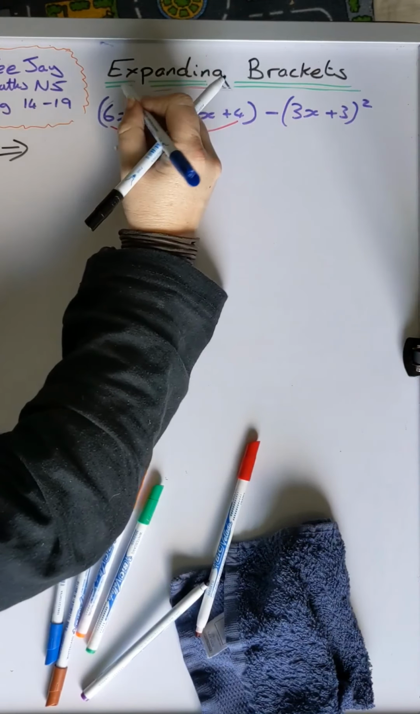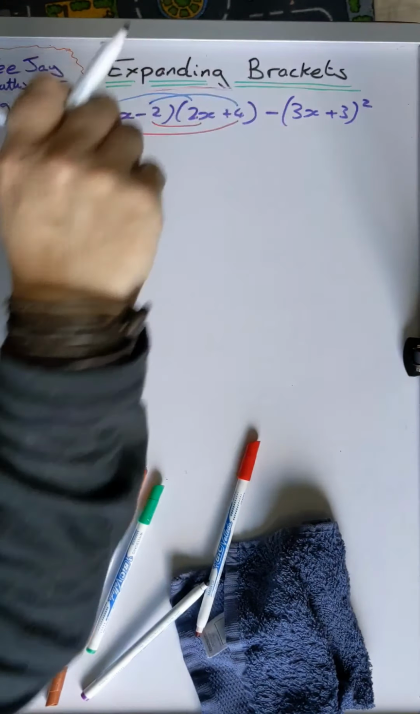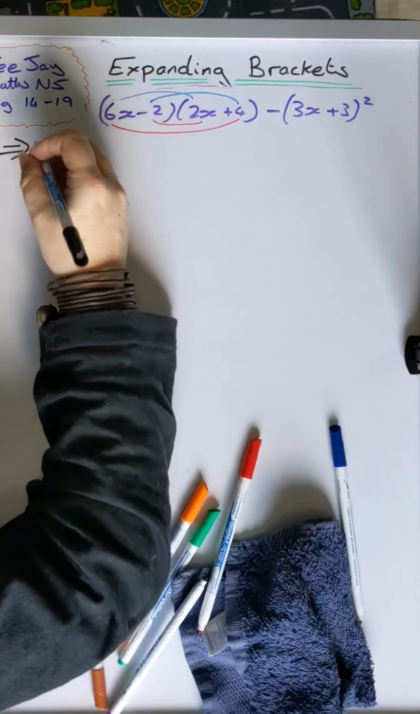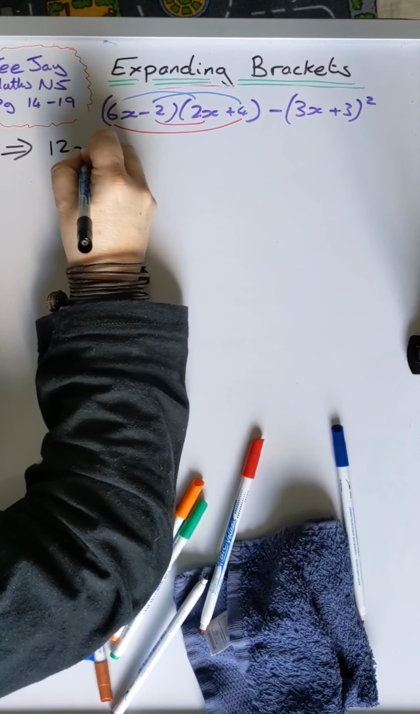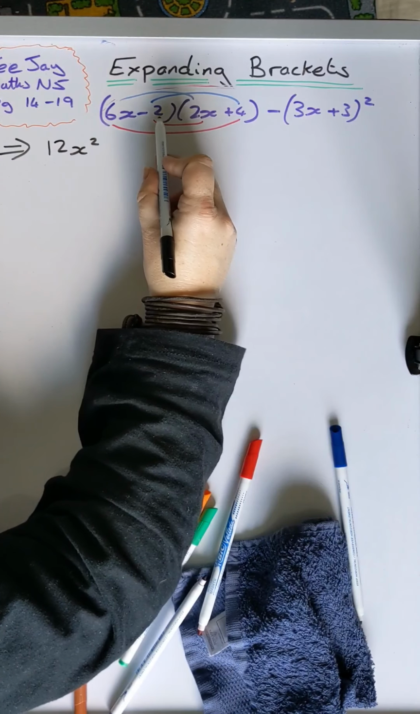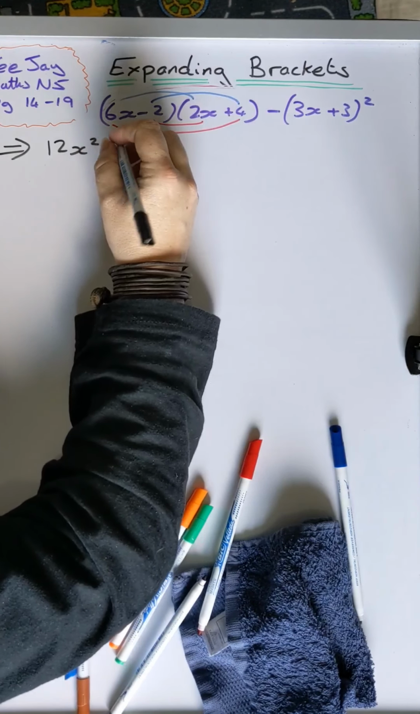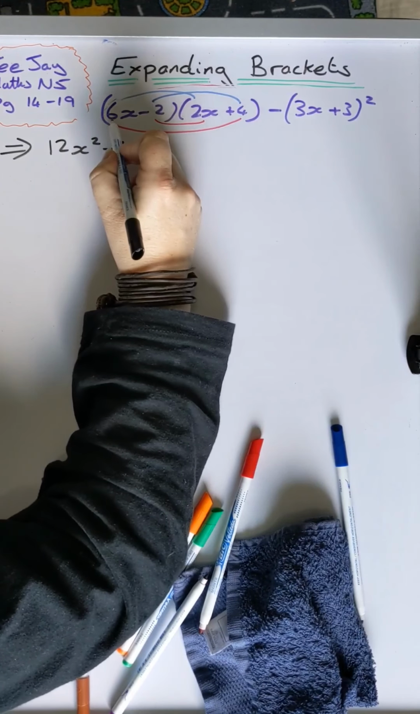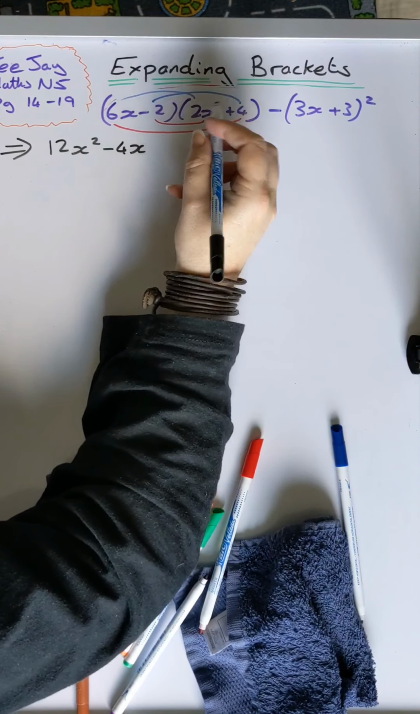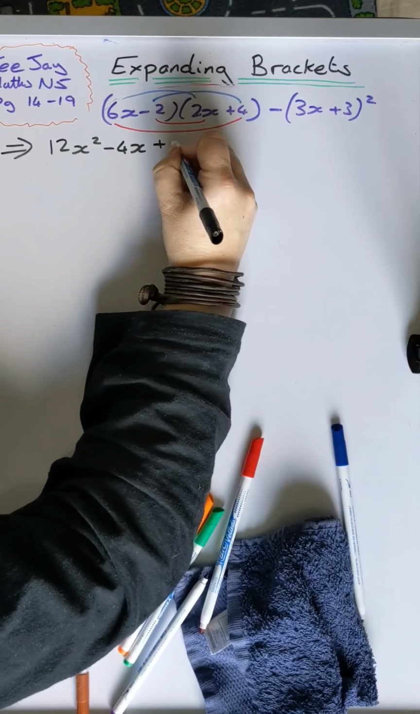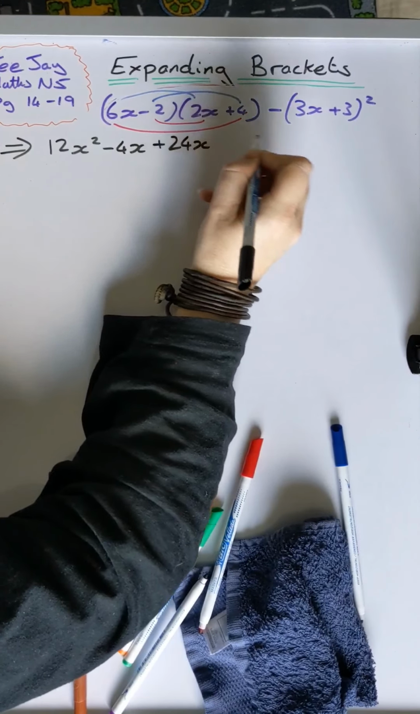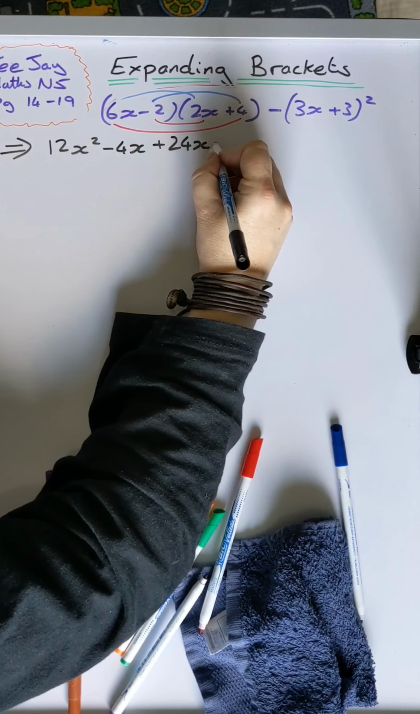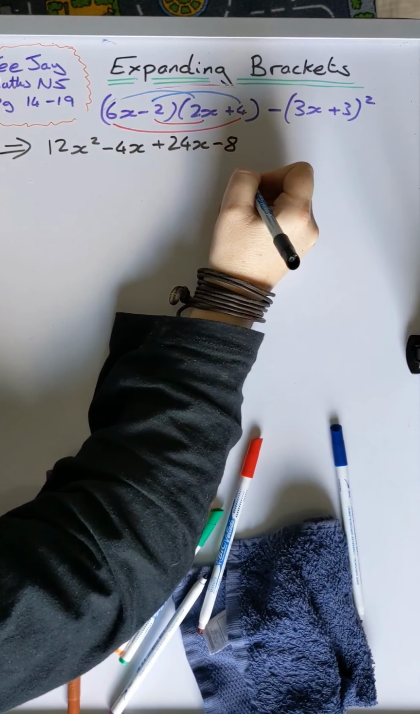Do my little face. 6x times 2x is 12x squared. Minus 2 times 2x is minus 4x. 4 times 6x, 4 times 6 is 24, that's plus 24x. And minus 2 times 4 is going to be minus 8.